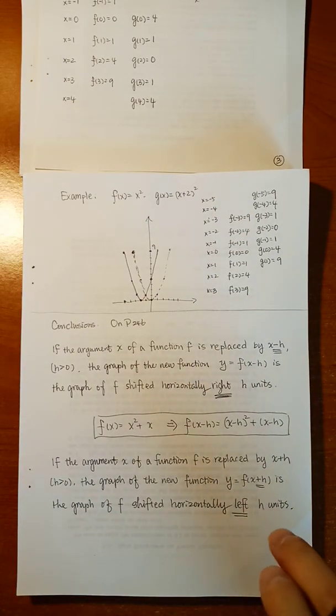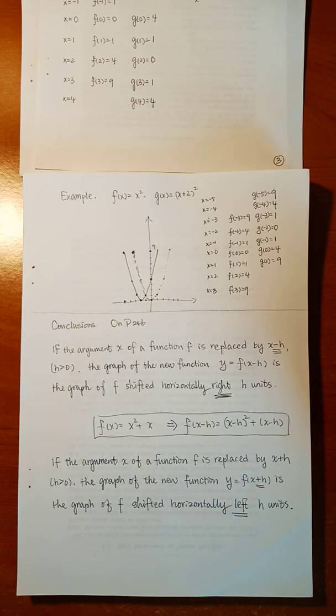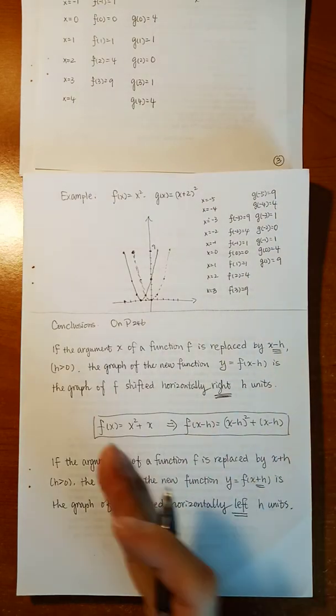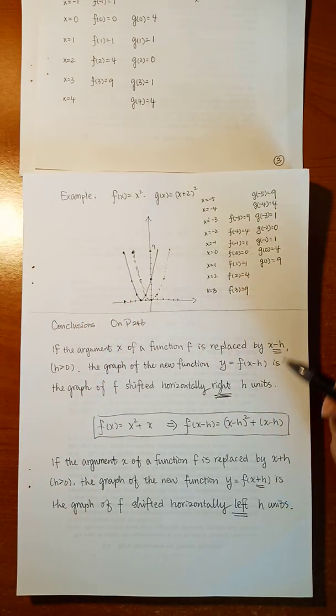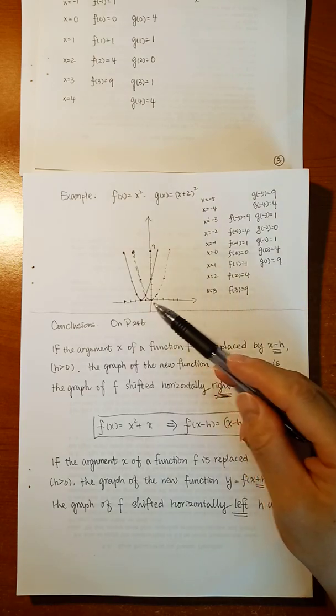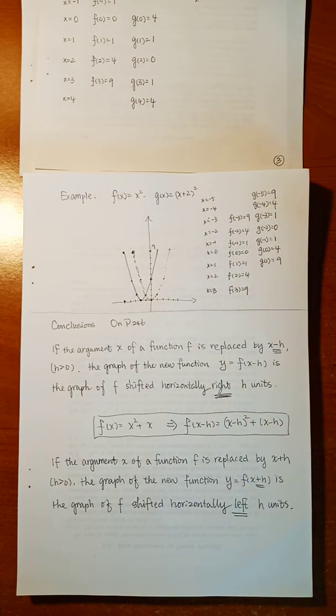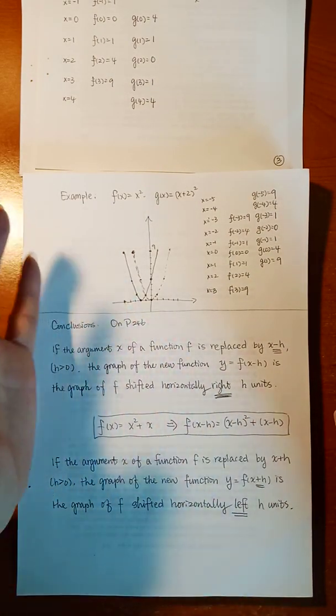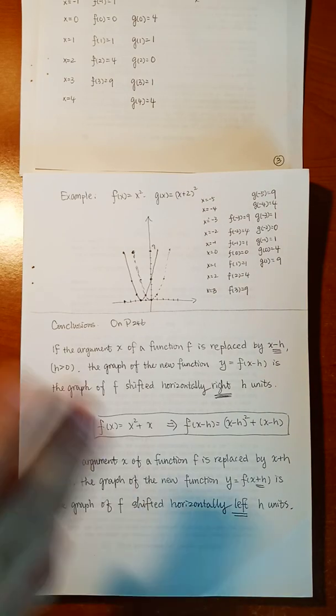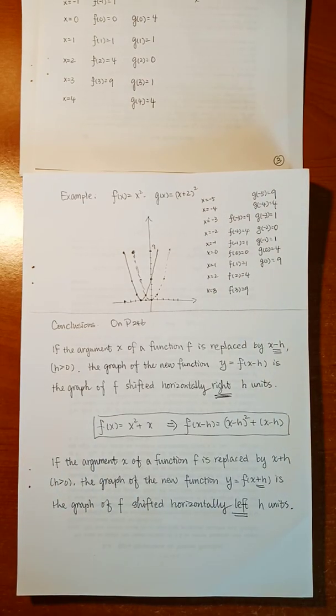When you get f of x plus h, you shift the graph horizontally left h units. You add h already, so when you have a smaller input with this h, it becomes bigger. So you get some support. So you can achieve some value when the input is small. So that's why you shift it to the left. Okay.